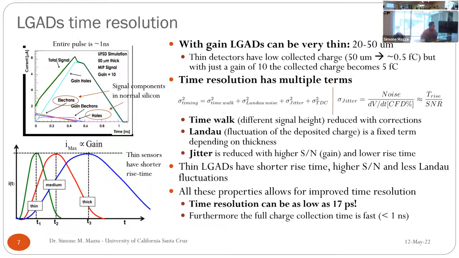And yeah, so all these properties allow for improved time resolution, and we actually have some of the sensors that have time resolution as low as 70 picoseconds. And the other bonus is that the full charge collection time is fast, which usually is not a plus for normal colliders, because you don't really care to see one pulse after the other. But for other applications like beam monitoring or for PIONEER, as you will see later, this is also important.